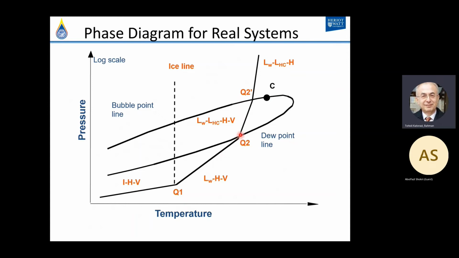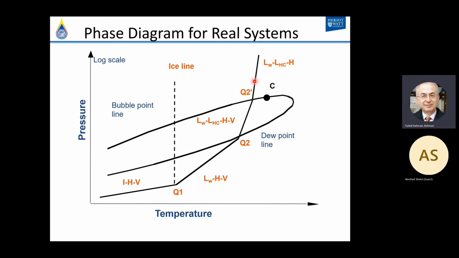And here it goes inside the two-phase region. And here we form a liquid hydrocarbon. So the phases would be water, liquid hydrocarbon, hydrate, and vapor. We call it the upper quadruple point. And then here is 4 phase up to here. This is the bubble point. Above the bubble point, all the vapor becomes liquid. So now we have liquid water, liquid hydrocarbon, and hydrate.